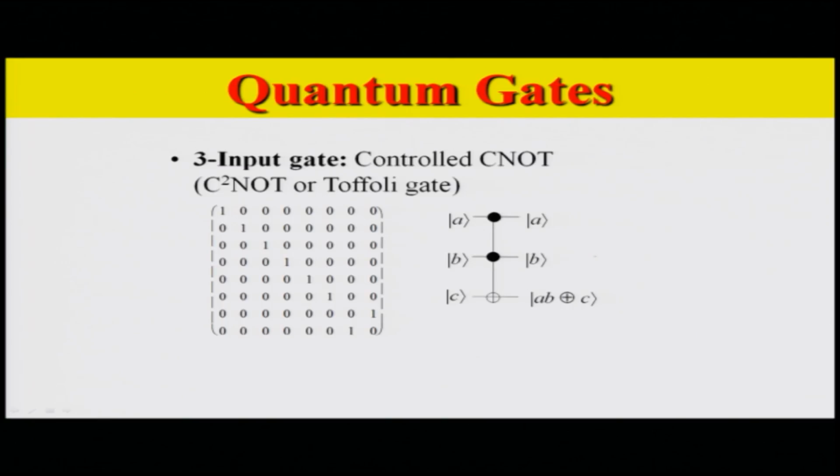A 3 input gate is also easily possible, where instead of having 2 inputs, 3 inputs can be had, in which 2 of them can act as control and the other one does the bit flip. So, A, B are the control bits and C is the one which undergoes the change, and this is more often also known as the Toffoli gate. So, it is either known as CC naught gate or the Toffoli gate, and a typical matrix for such a gate is given by this for 3 qubits.